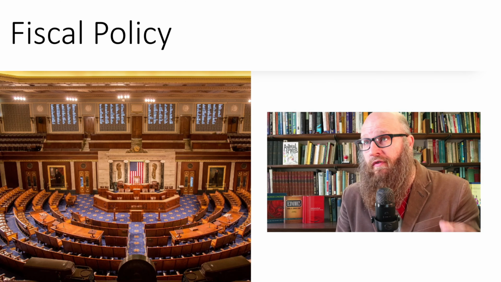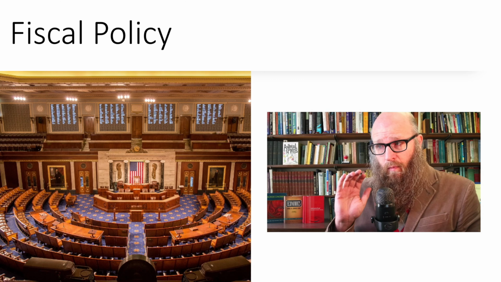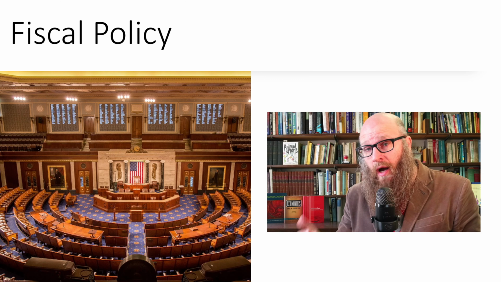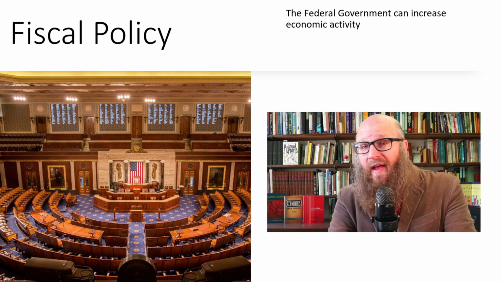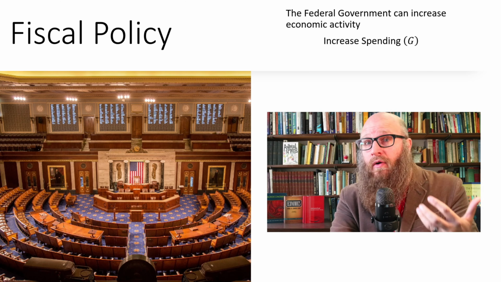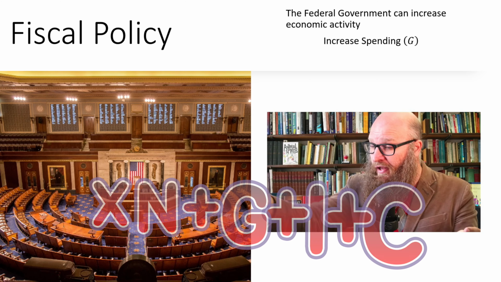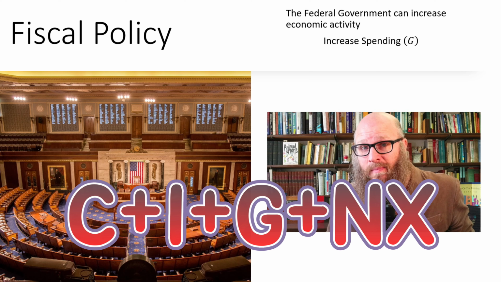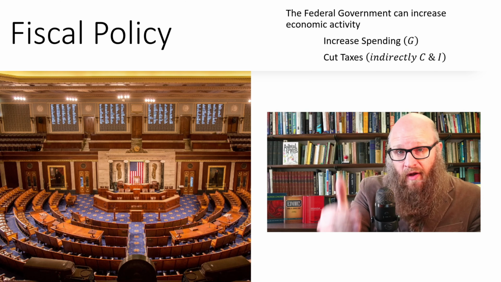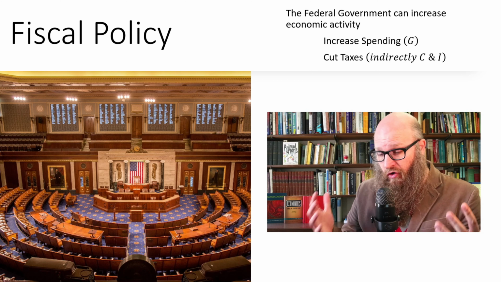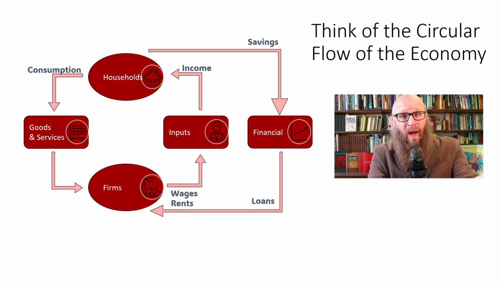As we have discussed before, the central bank influences interest rates to help us fight recessions, but arguably, we have other more powerful tools that come from Congress. We call this fiscal policy. The federal government can increase economic activity via direct increased spending, that is, increasing the government expenditures in C plus I plus G plus NX, which by definition increases GDP. But they can also cut taxes, which will indirectly increase consumption and investment by increasing the total take-home disposable income by households and firms. And we're going to walk through how this happens.